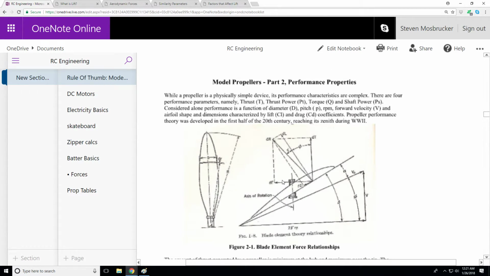Now this is part 2, which is a very important section. While a propeller is a physically simple device, its performance characteristics are complex. There are 4 performance parameters: thrust, which is what we want to maximize; thrust power, PT; torque, which is a measurement of your motor; and shaft power, which is the wattage of your motor. Consider propeller performance as a function of diameter, pitch, RPM, forward velocity, otherwise known as your flying velocity, how fast your plane is flying, and airfoil shape and dimensions, characterized by lift, CL, and drag, CD, coefficients.